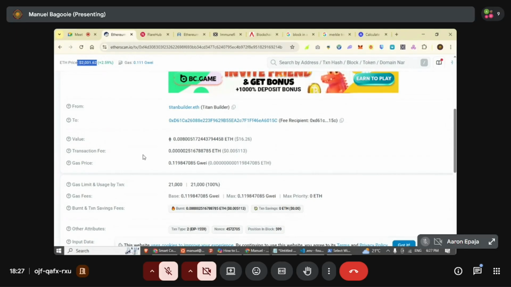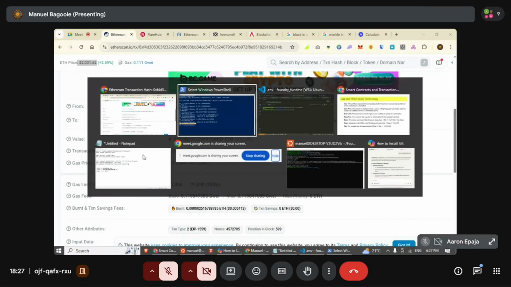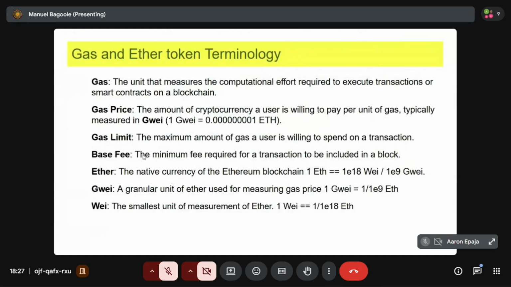what gas is. So gas is the compute power, the measure of computational power that you use to execute a transaction. A transaction is an operation that changes the state of the blockchain. Then SQL simply fetches information from the blockchain. You don't need to sign transactions with your wallet, rather, to sign messages with your wallet. Yes.